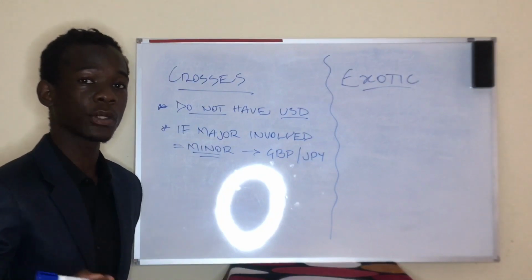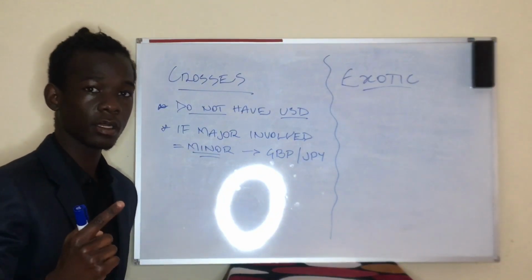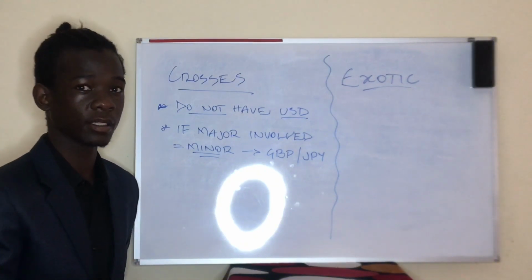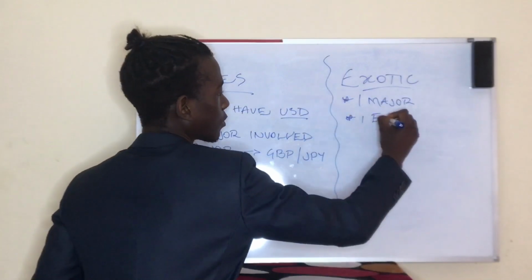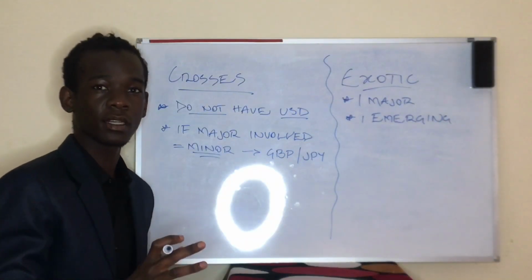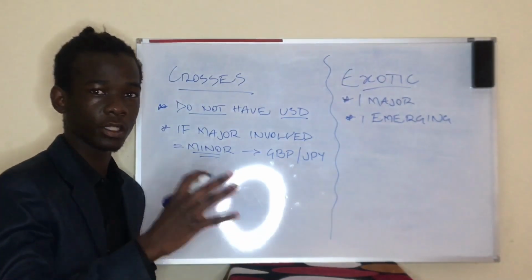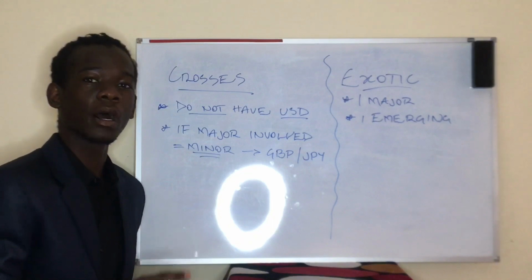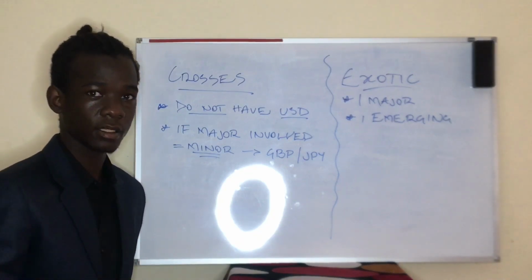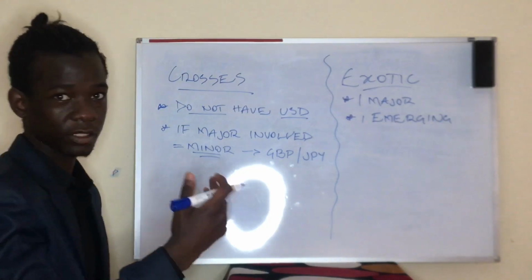Now, when it comes to exotic pairs, they are denominated by one major currency and one emerging currency, okay? And all emerging means is that it's not necessarily from a huge economy like the euro is from or the dollar is from, but it's from an upcoming economy. Examples of this are India, China, South Africa, Russia, Indonesia, okay? So let me just indicate them here.